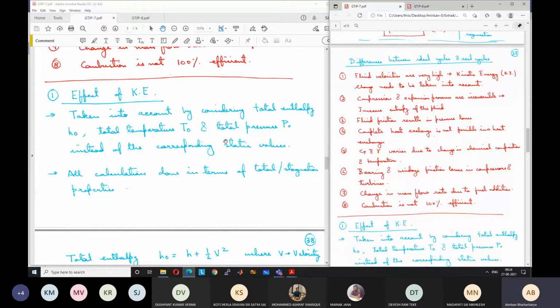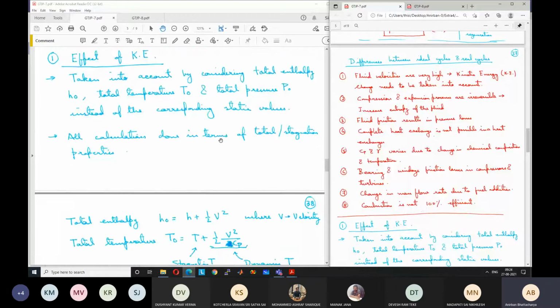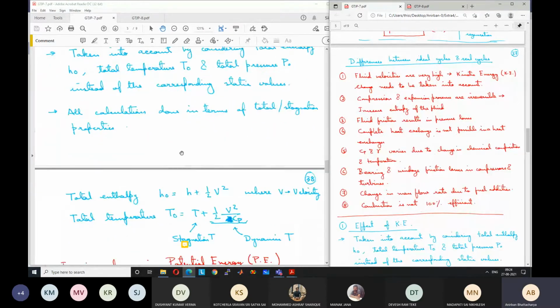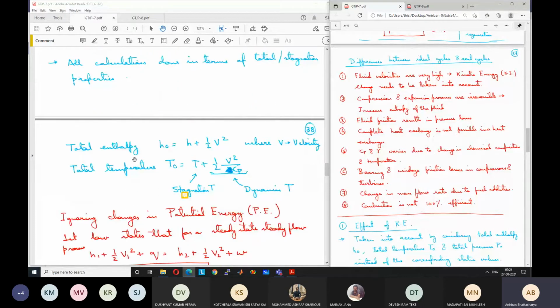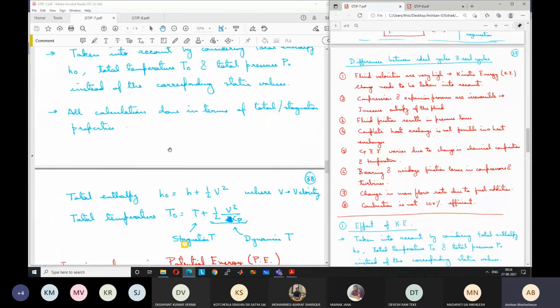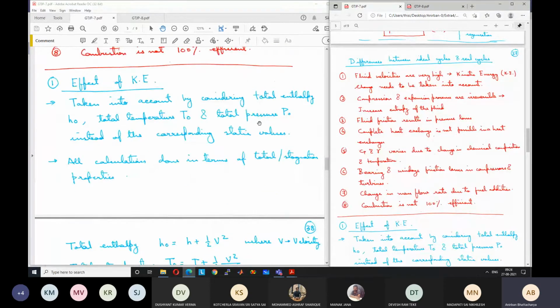Okay. What are these total enthalpies? Already you know, but let me just define again once. All the calculations are done in terms of total or stagnation properties. So automatically these values will have the kinetic energy also inbuilt in them. Total enthalpy is defined like this. All these total properties like total enthalpy, total temperature, total pressure, they are written with a subscript 0.